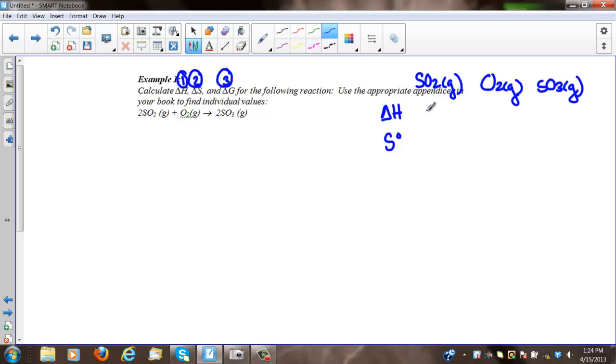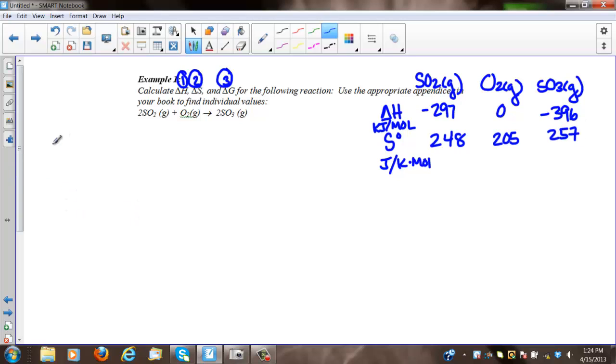So at the back of the book, delta H for SO2 is negative 297, and these are all kilojoules per mole, and entropy is joules per Kelvin dot mole. For O2 it's 0 because it's in its standard state, and for SO3 it's negative 396. Then if we look up the entropy table, SO2 is 248, O2 is 205, and SO3 is 257.